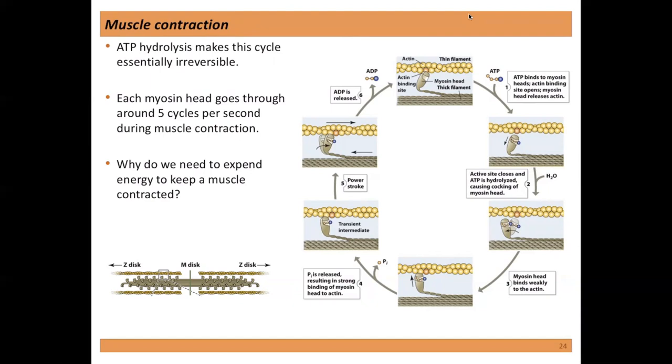So ATP hydrolysis makes this cycle essentially irreversible. Once it grabs that actin and pulls, you're not going to slide past. Each myosin head group goes through around 5 cycles per second during muscle contraction. So it's going to ratchet along there, 5 cycles per second, and walk down that actin fiber.